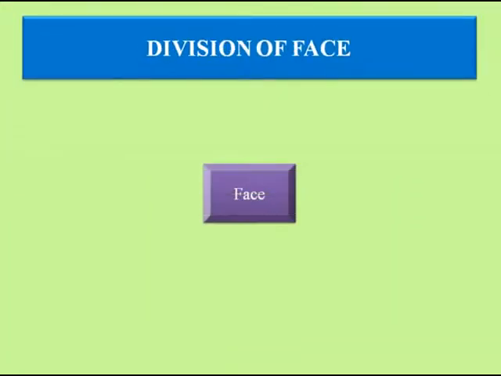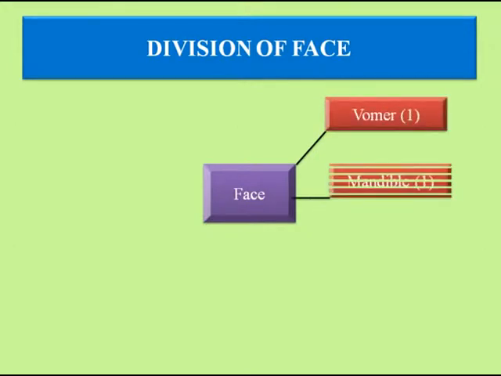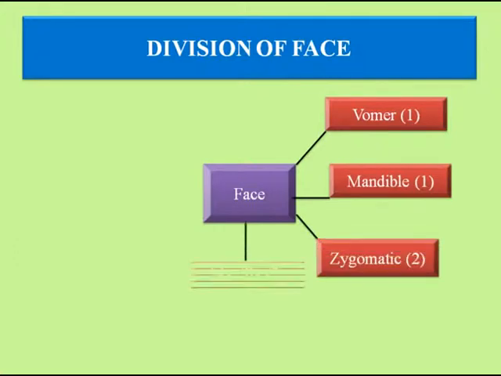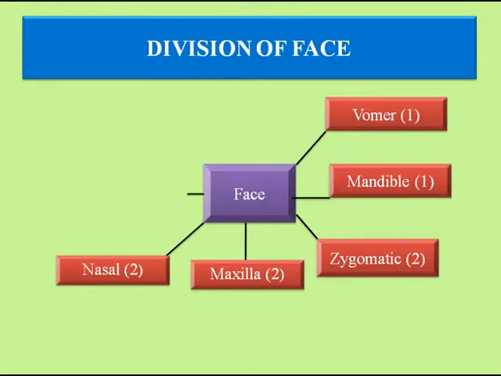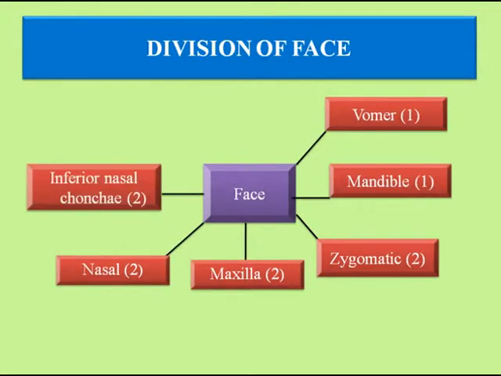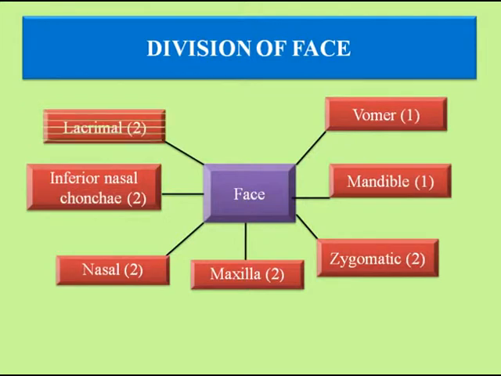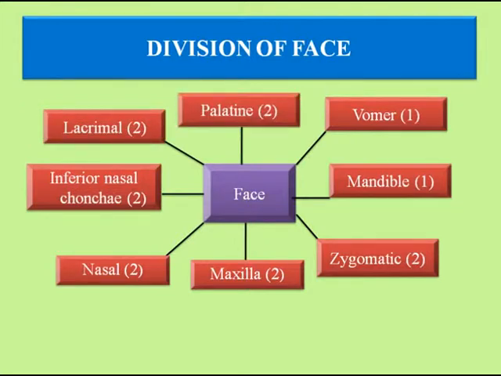Now division of face bones. It is divided into the following types of bones: the vomer bone, which is 1 in number; the mandible, which is 1; the zygomatic, which is 2; the maxilla, which is 2; the nasal bone, which is 2 in number; the inferior nasal concha, also 2 in number; the lacrimal bone, 2 in number; and the palatine bone, also 2 in number. So these are the divisions of the facial bones.